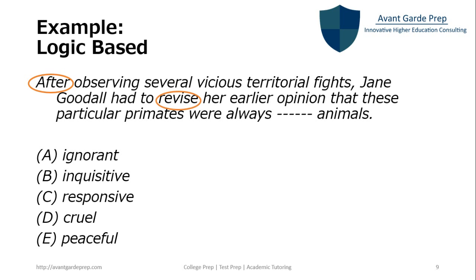We have revise. This tells us that something is going to change, and it's going to change after the events that were described at the beginning of the sentence. And lastly, the end of the sentence, her earlier opinion that these particular primates were always blank animals. So now we know what is changing, her earlier opinion. So we need a word that would convey the same meaning as something that would have had to have changed after seeing a vicious fight.